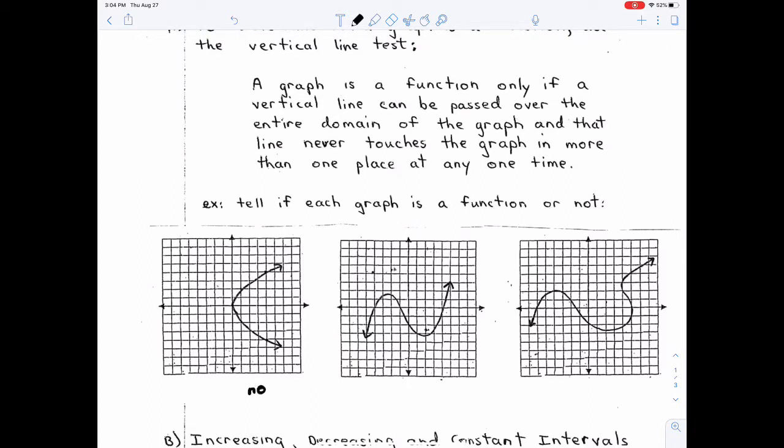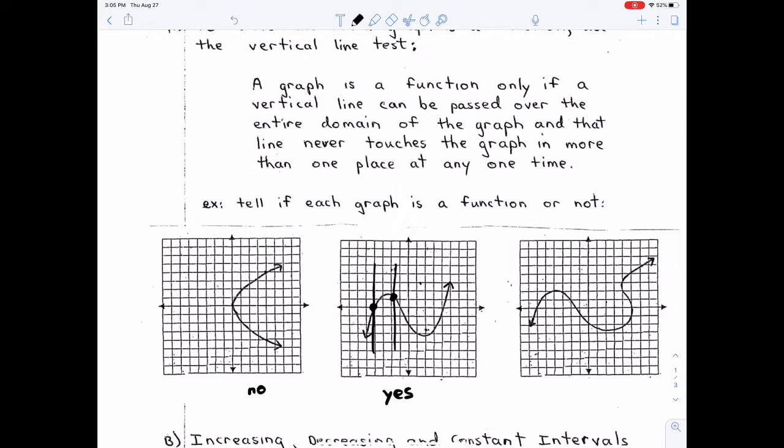Okay, how about this one? Can you ever draw a vertical line that at any one time is going to touch that graph more than once? No, every single one of these lines has a different x value. Each one gives exactly one y value, okay? So here, at this value of x, how many corresponding y values are there? Exactly one. At this value of x, how many corresponding y values are there? Exactly one. Is there any place you could draw a vertical line here and cross the graph twice? No. So this is a function.